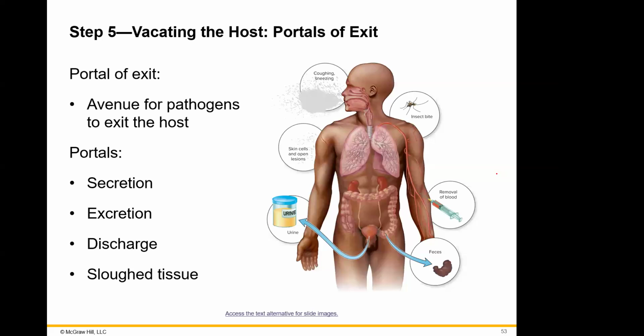All right, now you've created your infection. You fought off all the defenses of your host and everything. You multiplied, and your little offspring that you've made are ready to go infect somebody else. Now they need to get out. This is the portal of exit. Okay. Obvious ones: coughing, sneezing, skin cells from open lesions as well, urine and feces, so waste products. We have removal of blood either by things like taking a blood sample or IV drugs or insect bites.